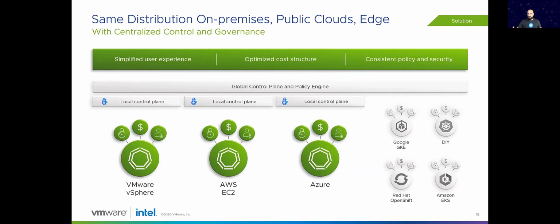So you can see Google GKE, DIY, EKS, and OpenShift. Of course, AKS is here as well, Rancher, and anything else that is conformant. I'm saying conformant a lot, but what does that mean?